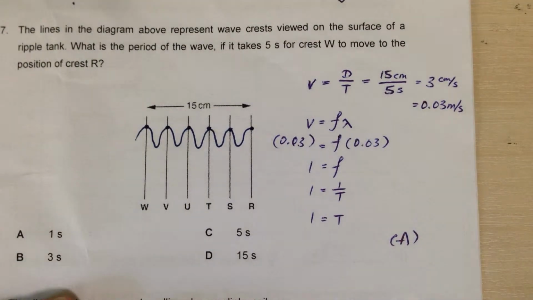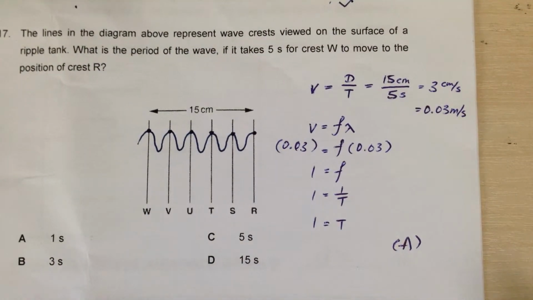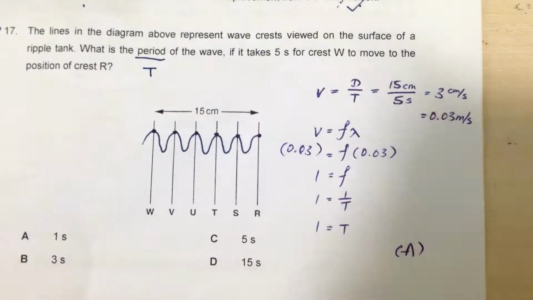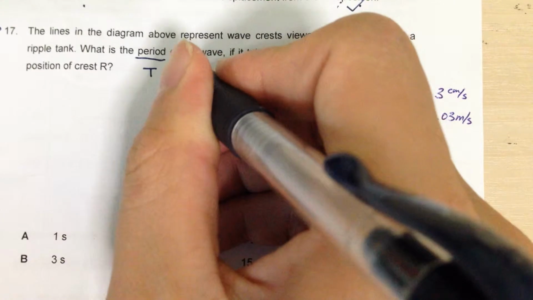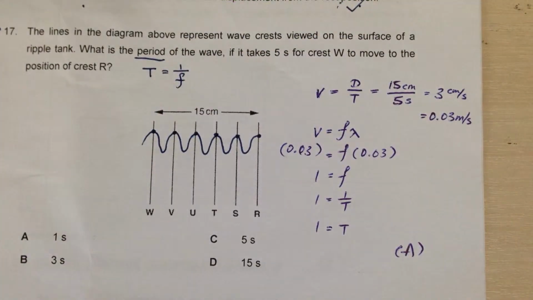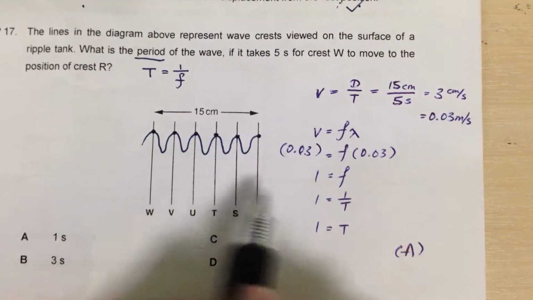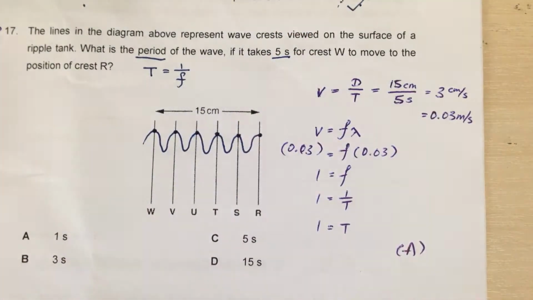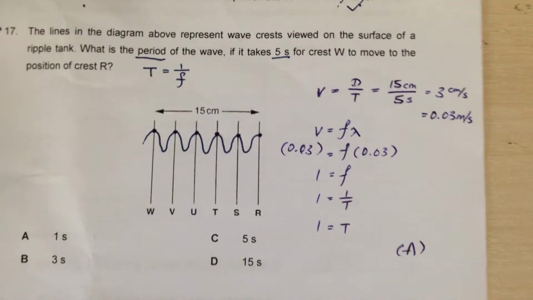So how do you calculate this? Let's do it together. You want to find the period T. In order to find the period, you need to know f. If you need to know f, you can't tell it from here, right? Because it only tells you 15 cm and 5 seconds. You can't really tell anything. So what to do? You have to rely on 2 different formulas.